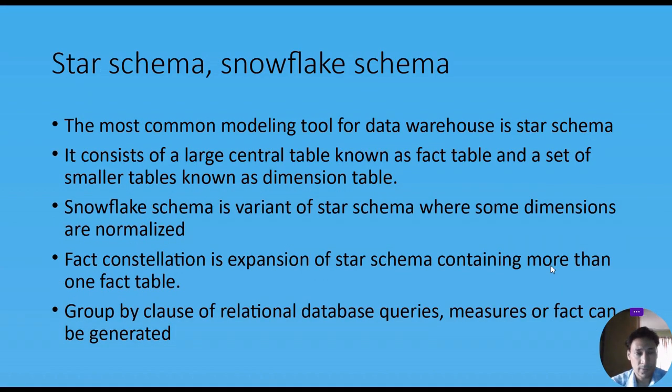And we know that entity relationship diagrams are used to create relational databases that are used for transactional databases. But to create a data warehouse, we will be using a multi-dimensional data model. The most common modeling tool for data warehouse is star schema. It consists of a large central table known as fact table and a set of smaller tables known as dimension tables.